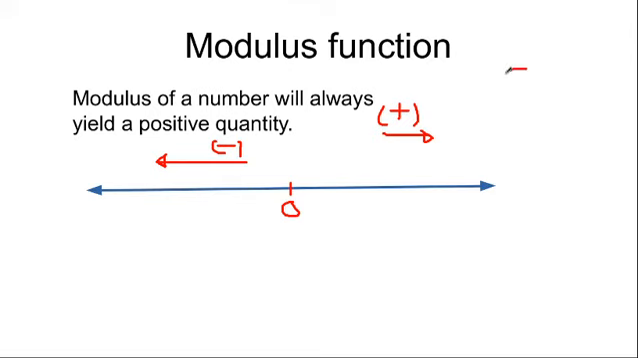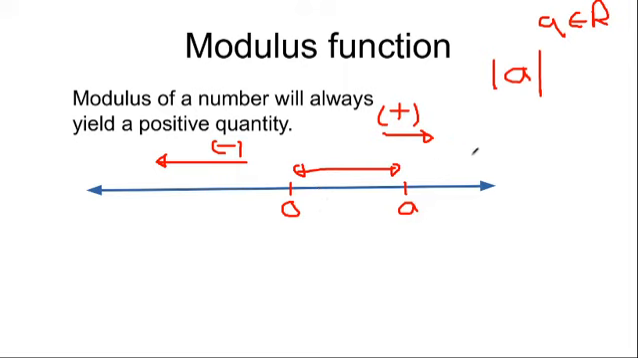A modulus of a number a, say a is a real number, is defined as the distance from 0 to a, or the magnitude from 0 to a. That is the definition of a modulus of a real number, or modulus of a number in general. Sometimes people also call it the absolute value of a real number. So let's say if a is around here, this is the distance to a from 0.